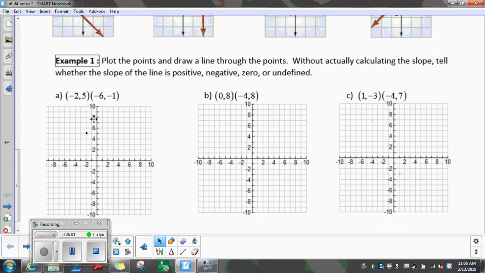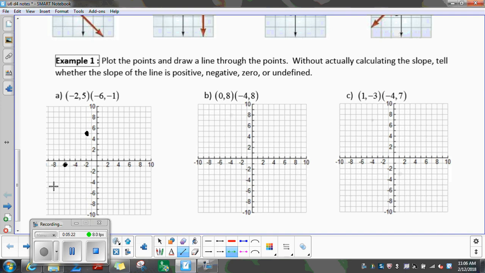Okay, so I plot the points, just plotting normal ordered pairs. Negative 2, 5 is right here. And negative 6, negative 1 is right here. I'm going to go ahead and draw my line. Now, lines should have arrows on the end of it. As you can see, I don't have one that has arrows on both. Oh, I do. I'll just do it in this green dotted thing, but yours should be solid.